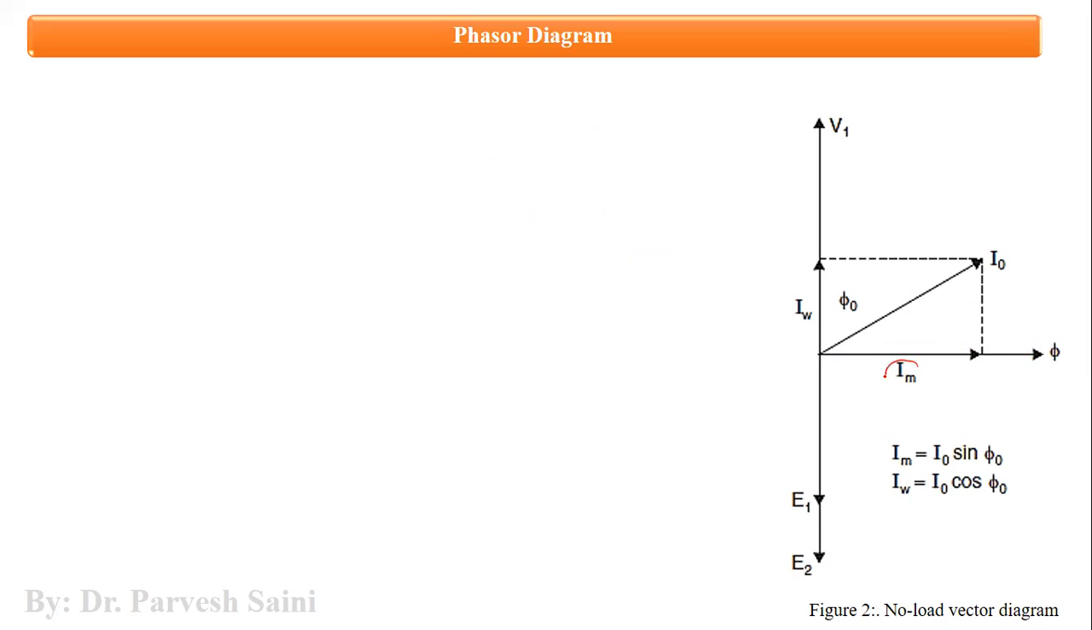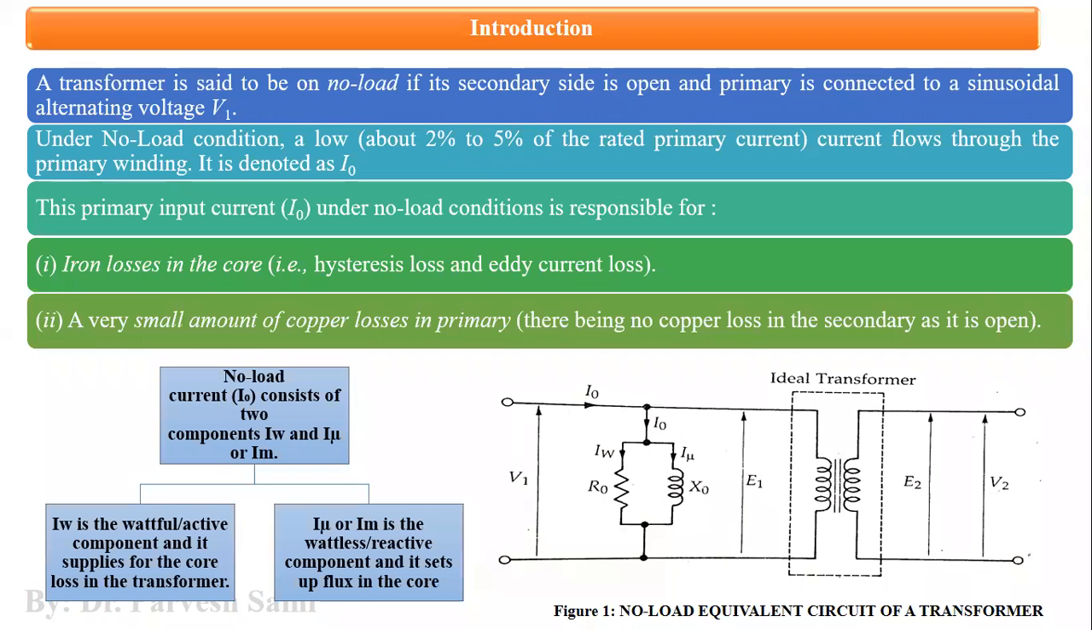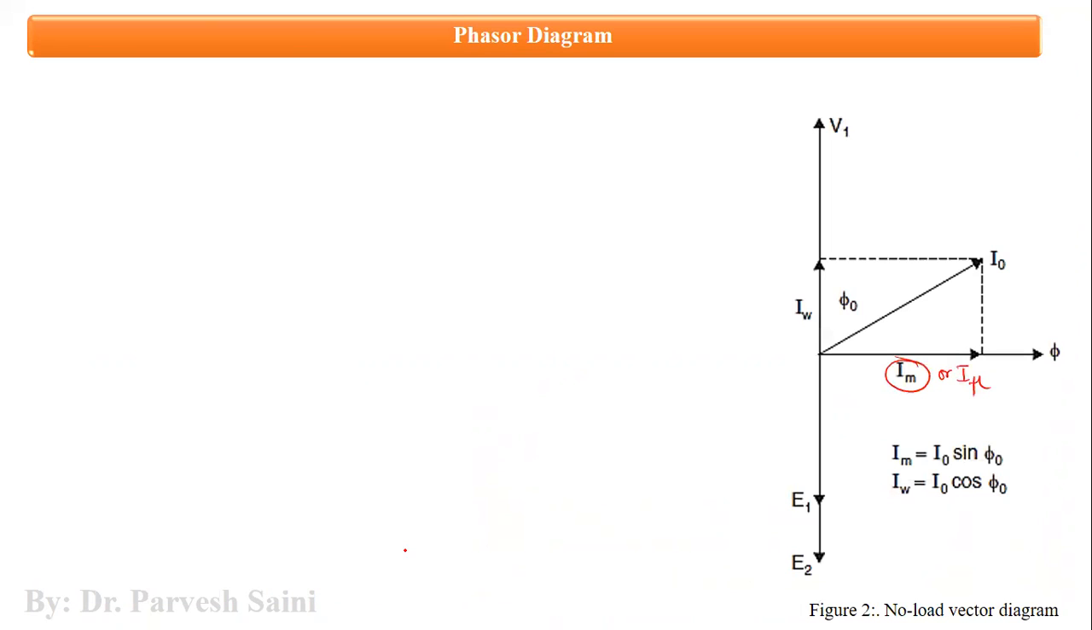So, flux is the common parameter. Flux is because of the magnetizing component of the no load current. It is also represented by I mu, right? Now these two components will be in the same phase because flux is due to I mu. It is the magnetizing component which is producing the flux in the iron core, as is already mentioned here, that the magnetizing component or I mu sets up the flux in the core.